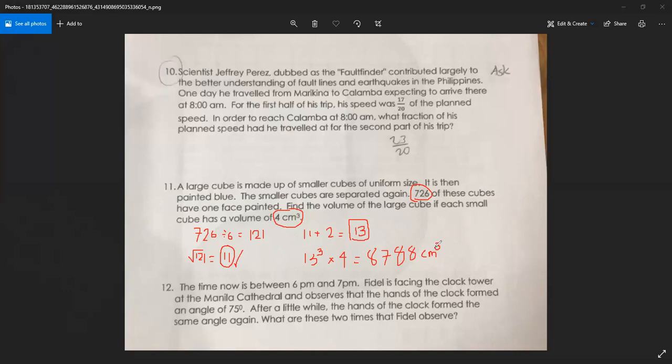Can we now proceed to the next item? Oh, wait. Oh, sige, sige. Okay, okay, okay. Sorry. Wait lang, I still feel a bit confused. On what part?